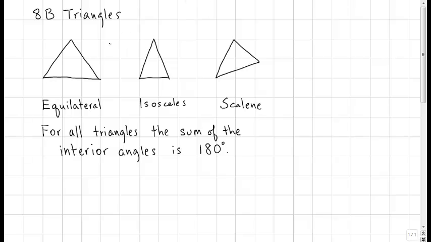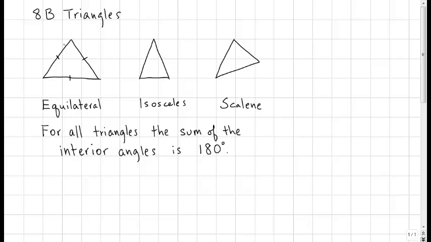Let's take a look at some of the properties of triangles. You can classify triangles a number of different ways. One way to classify triangles is by the relative lengths of the sides. So if all three sides are equal, we call it an equilateral triangle. And we sometimes use a little dash on the sides to indicate that those sides are equal length.